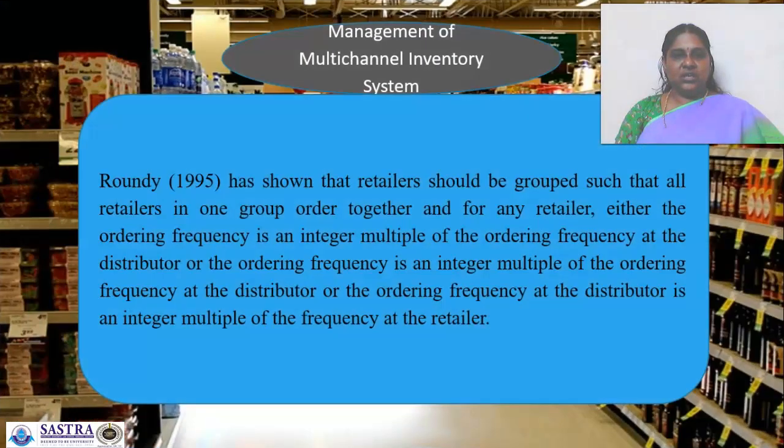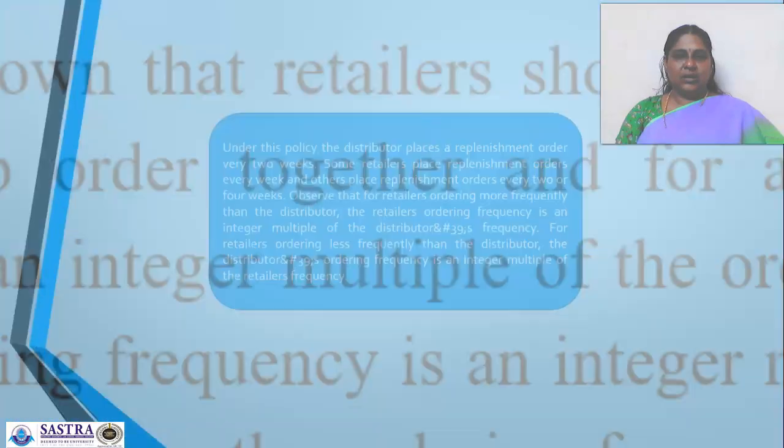So, in this setting, Roundy in 1995 has shown that retailers should be grouped such that all retailers in one group order together, and for any retailer, either the ordering frequency is an integer multiple of the ordering frequency at the distributor, or the ordering frequency at the distributor is an integer multiple of the frequency at the retailer.